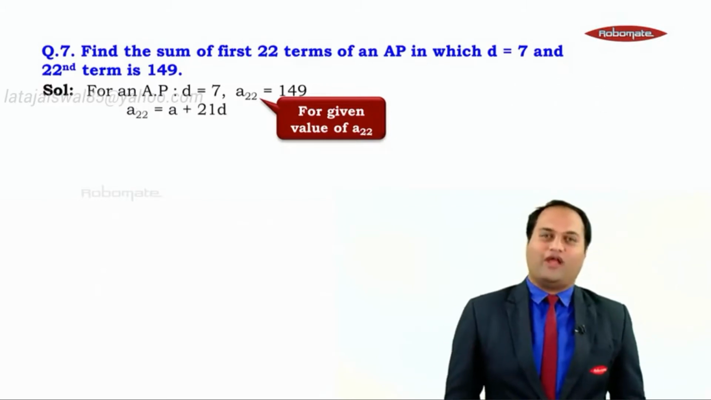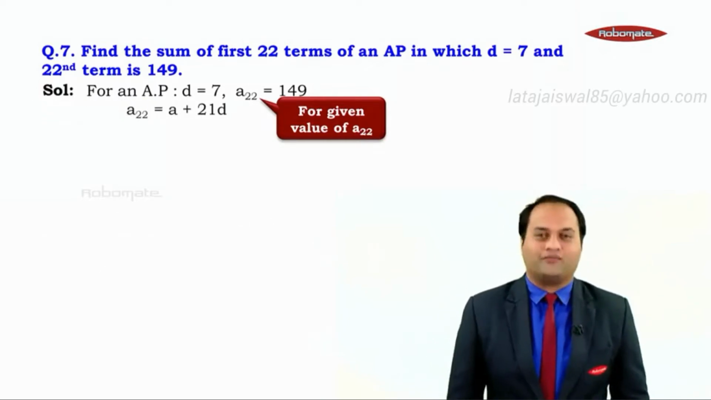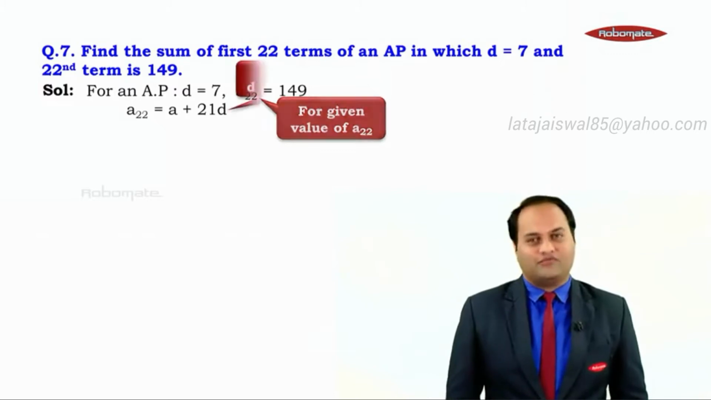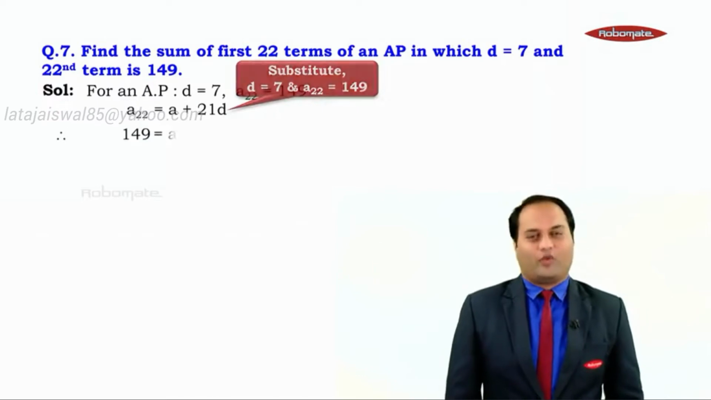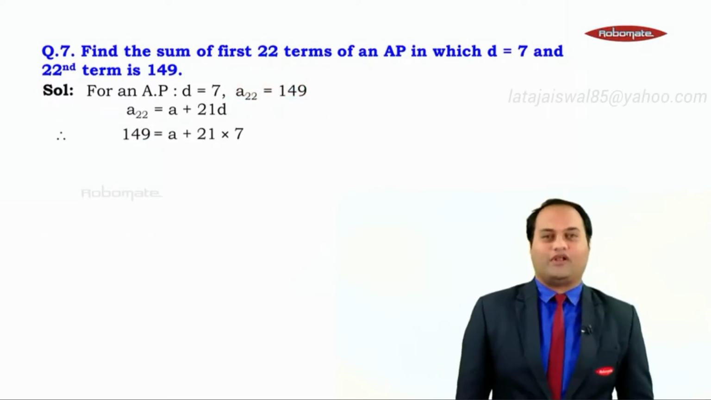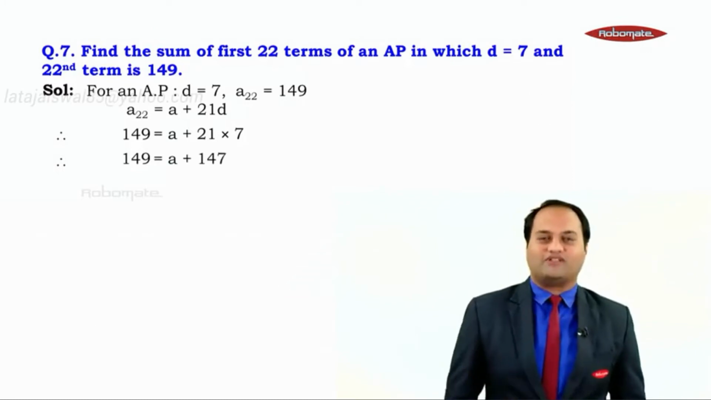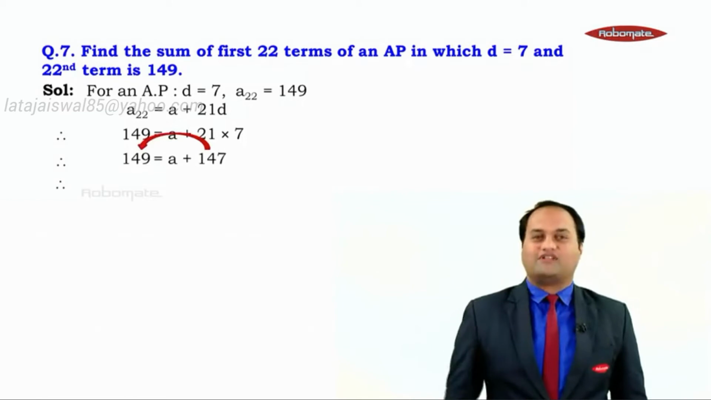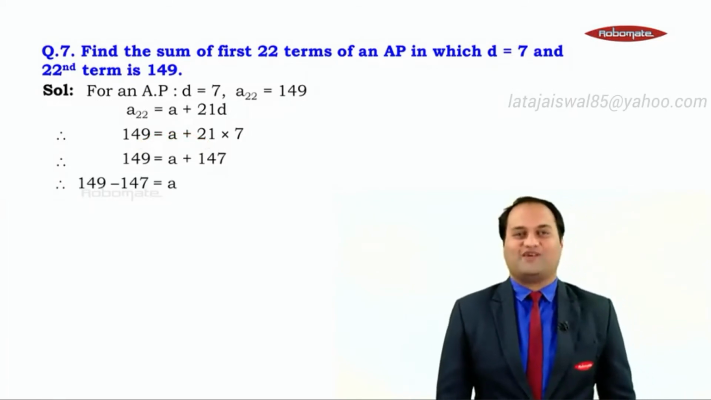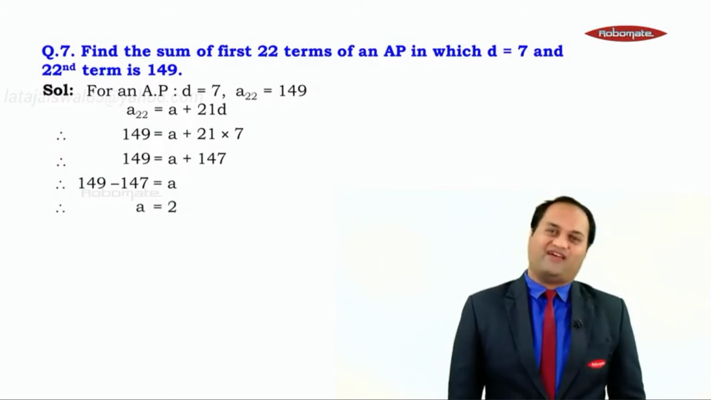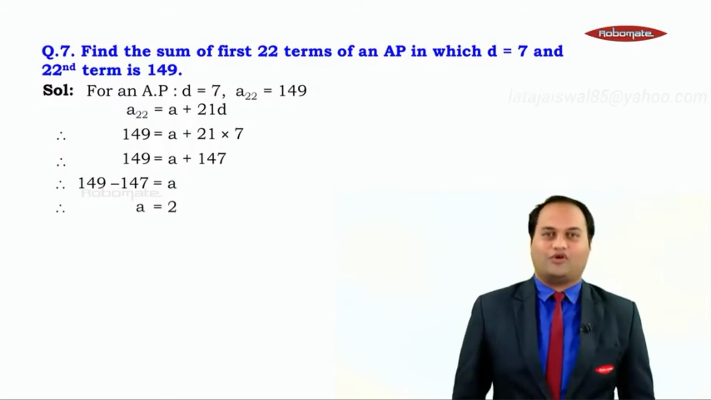What is A22? A22 is nothing but A plus 21D as per the AN formula. Now we know the value of D. We can substitute D and we can substitute A22. We get 149 is equal to A plus 21 into 7. So we get 149 is equal to A plus 147. Take 147 to the other side. We get 149 minus 147 is equal to A. We get A is equal to 2. That's the first thing we had to find, the value of A, which is equal to 2.